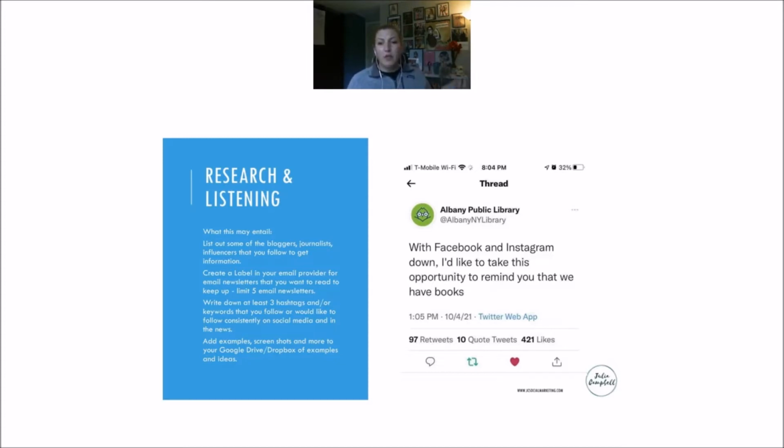So this is what I recommend doing. Create a label for email newsletters that you want to follow. That way they'll be in your email provider. And when you're spending time during the week in your research and listening phase, you can go to those email newsletters. Hashtags, keywords, what are things that you want to follow in the news? What are things that are relevant to not just you and your organization, but to your audience? And then adding examples, constantly looking at what other people are doing, taking screenshots, having a Google Drive of examples and ideas that you can pull from for inspiration.